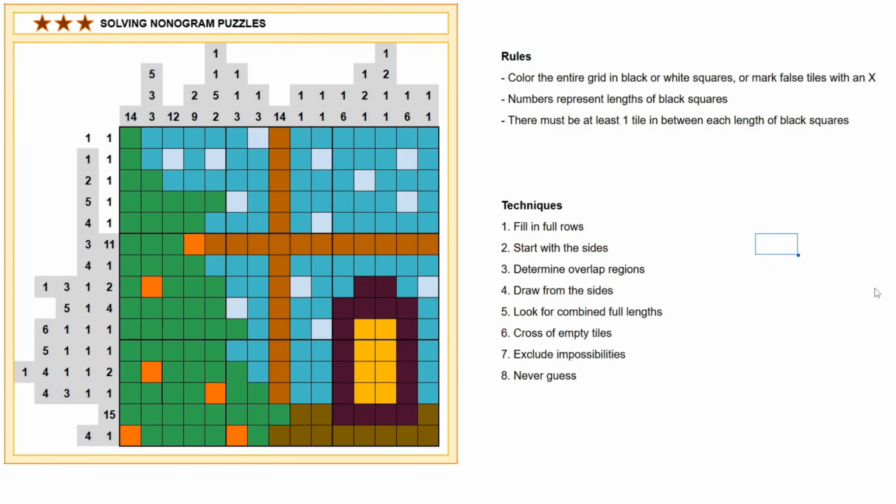I hope you learned a lot from this, and I hope you enjoy making your own nonograms. There are free apps out there you can download, or you can just go to the store and buy a book full of them, because they're really fun to do.